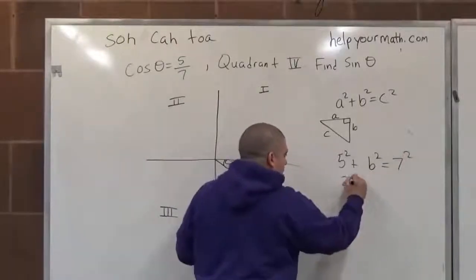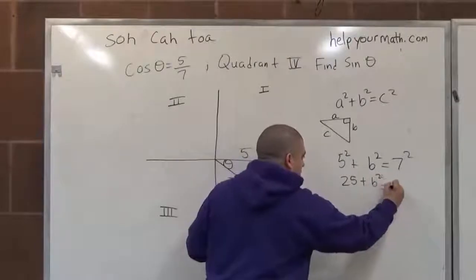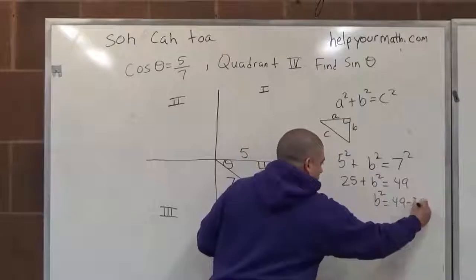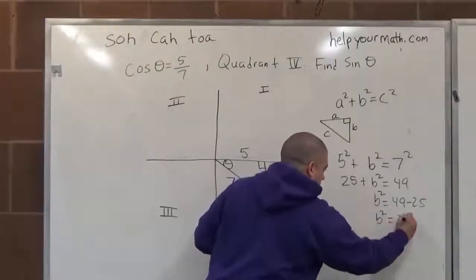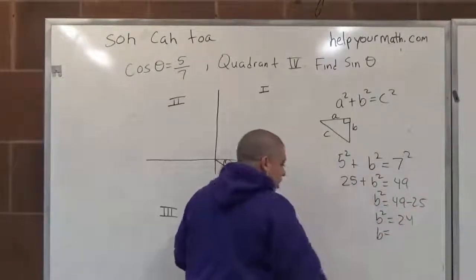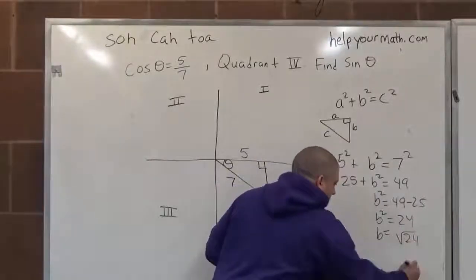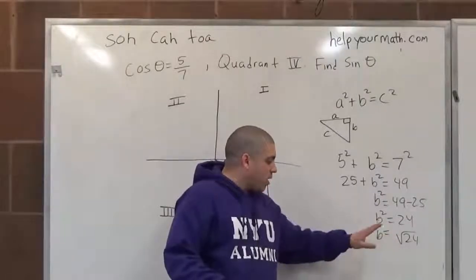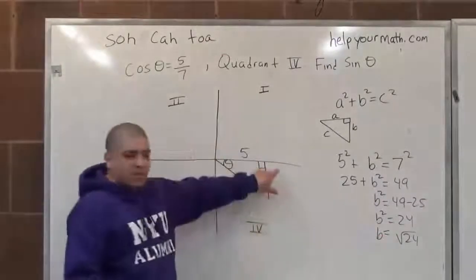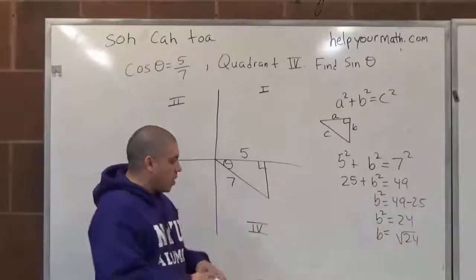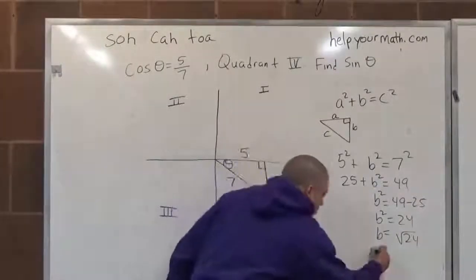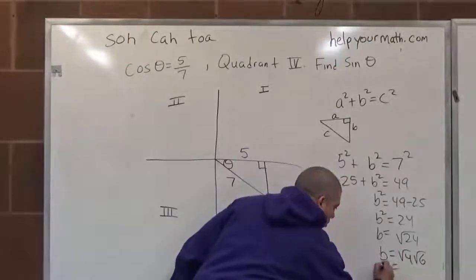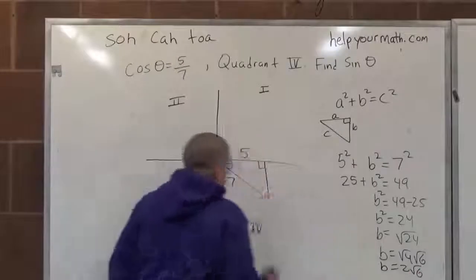So then I have 25 plus b squared equals 49. So b squared equals 49 minus 25. And so b squared equals 24. And b, when I take the square root of it, becomes root 24. Now keep in mind, whenever you're taking the square root, you have to put plus or minus, but we're only going to put plus because distances can only be positive. I just want to make a note on that. So then b equals root 4 times root 6, which equals 2 root 6. So now we know what this side is.